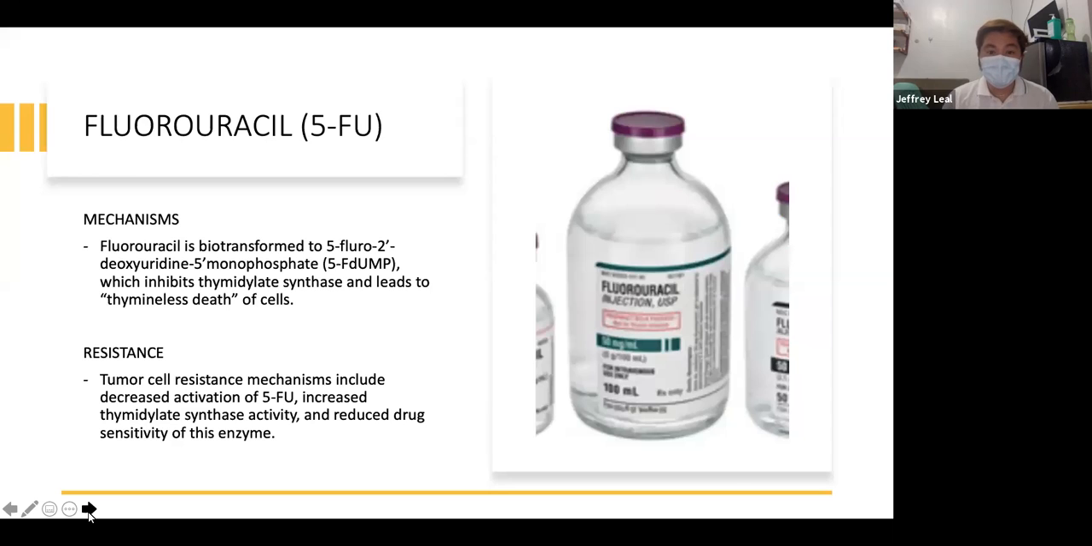We have also 5-FU, or fluorouracil. Fluorouracil is biotransformed to 5-fluoro-2-deoxyuridine 5-monophosphate, which inhibits thymidylate synthase and leads to thymineless death of cells. Okay? And resistance to fluorouracil includes decreased activation of fluorouracil, increased thymidylate synthase activity, and decreased drug sensitivity of this enzyme.